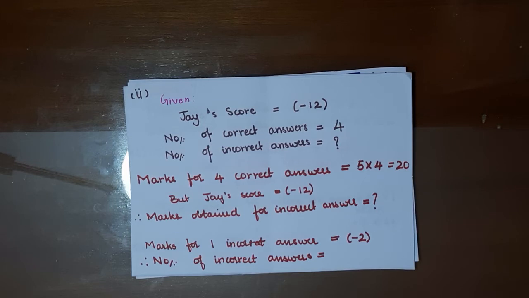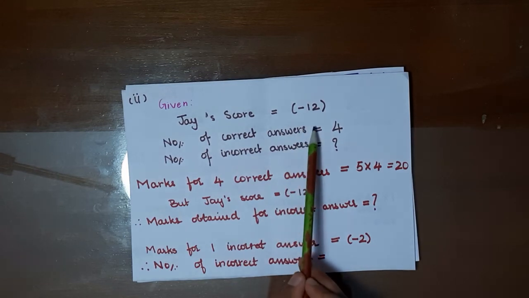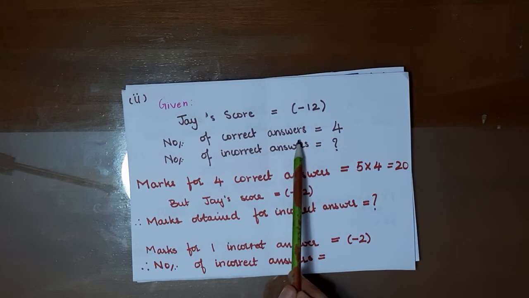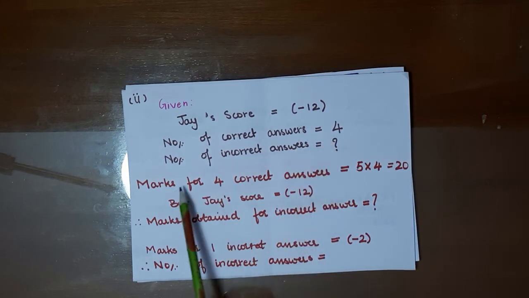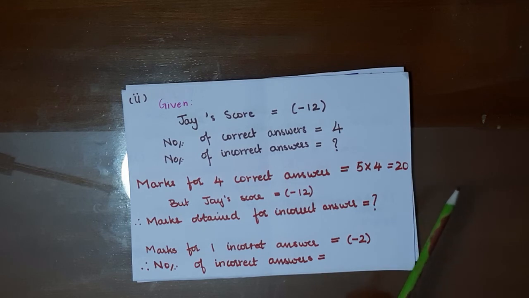Second question, Jay also answered all the questions and scored minus 12 marks, though he got 4 correct answers. What is given? Jay's score is minus 12, and the number of correct answers he has got is 4. What is the number of incorrect answers we should calculate?